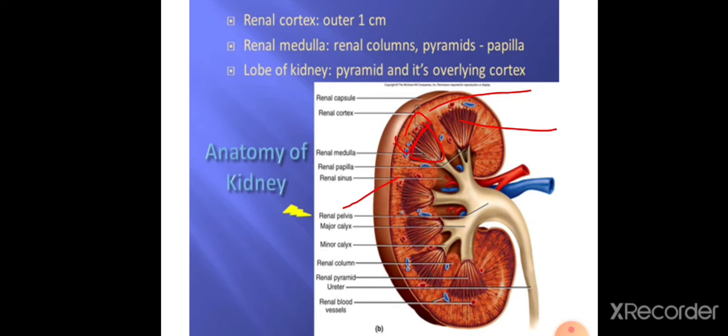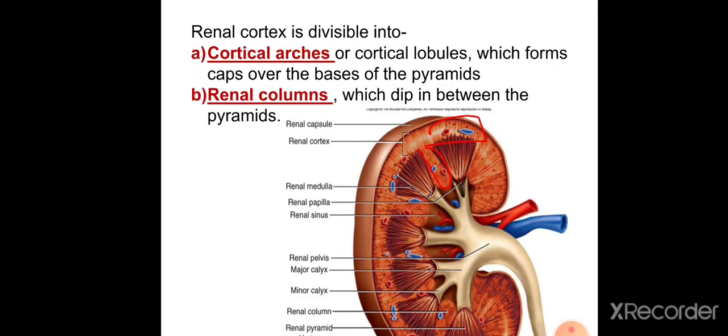Then the lobe of kidney. Lobe of kidney is what? It is the pyramid and its overlying cortex. That is the triangular area which I have demarcated in the diagram. This is known as pyramid, and the area above it is the part of cortex. Both these areas are known as lobe of kidney.